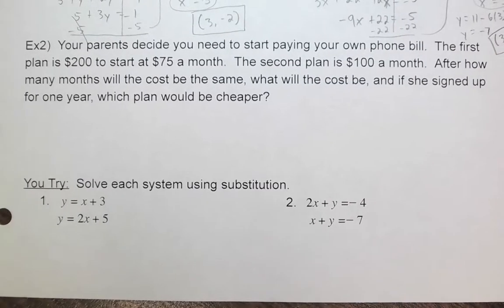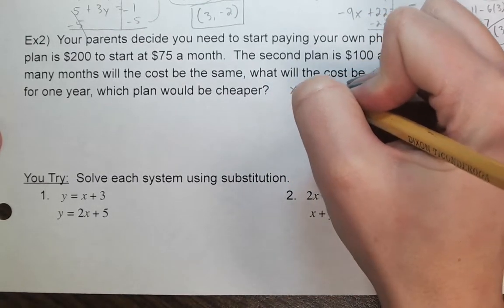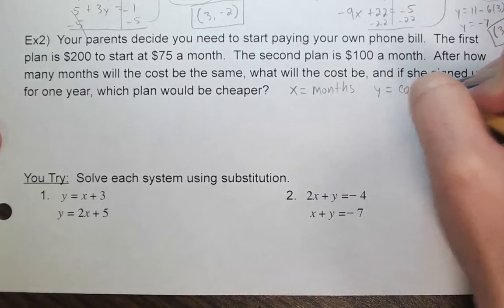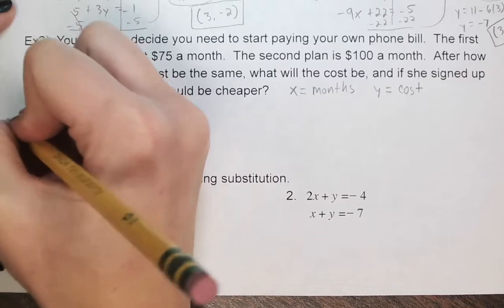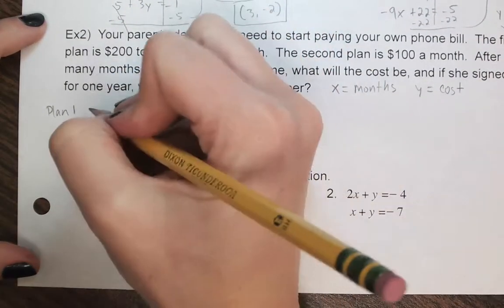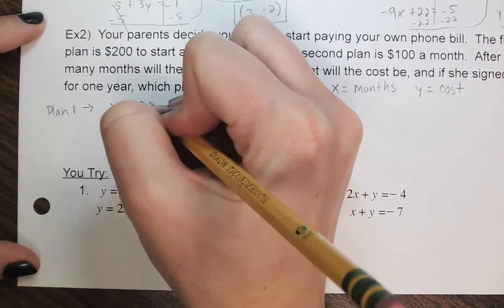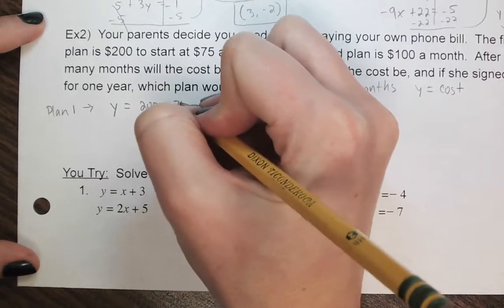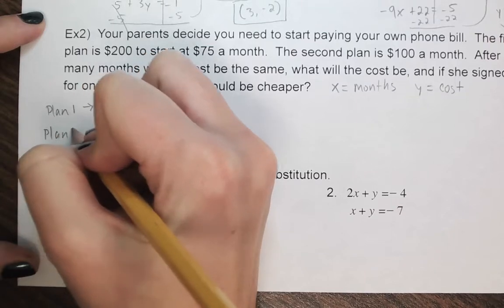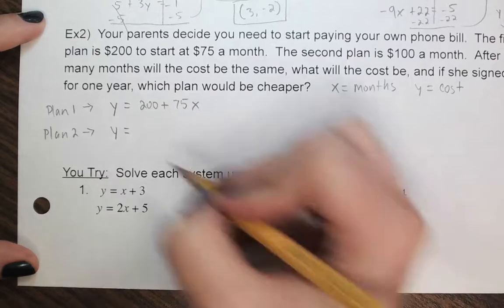So first we're going to do what's called defining your variables. We've done this before. So I'm going to say x is going to equal months and y is going to equal cost. So I'm going to write two equations here. So plan one is $200. So the cost is equal to $200 plus $75 each month. Plan 2 is the cost is equal to $100 per month.